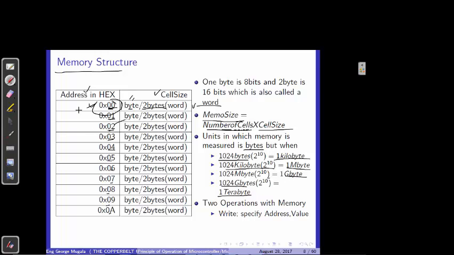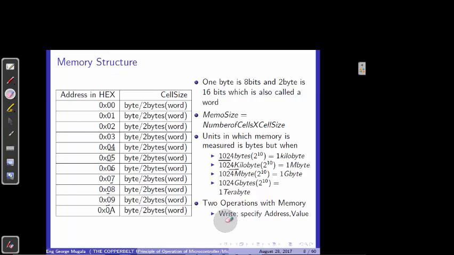Now, two operations with memory. Since this is the memory structure, there are basically two operations we can carry out with the memory. What are these two operations that we need to work with when we deal with memory? The basic things, guys, that are very important for us to appreciate and understand is that we can do two operations with memory.